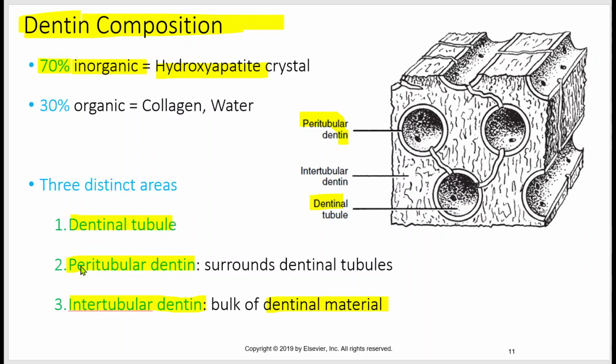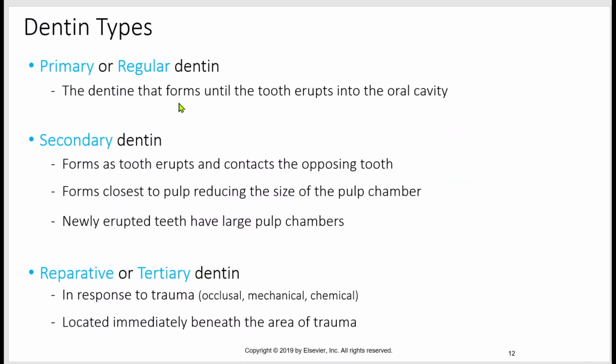And peri, like we say, periapical because it's close to the apex. Same thing. Peritubular, so it surrounds the dentinal tubules, while the intertubular is in between the dentinal tubules and makes the bulk of the dentin. Okay, we have different types of dentin, as we'll see. We have primary, secondary, and reparative or tertiary.